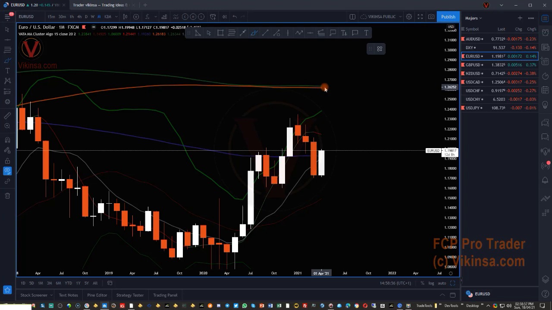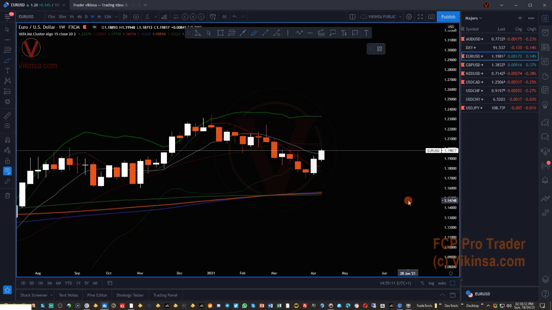This is the monthly time frame that we have, and right now we are sitting on this moving average, and that is why it is going upwards. But there is another moving average coming right there, and that's why we can expect a little bit of bearish momentum after some time. Let's look at the weekly time frame.